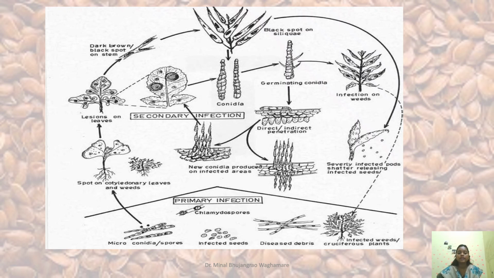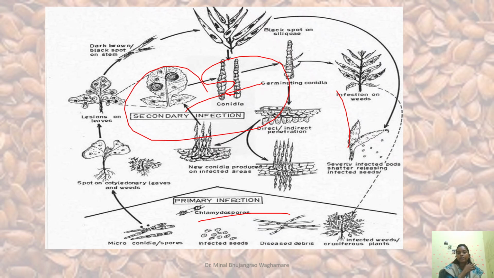Coming to the disease cycle, for primary infection, we can see chlamydospores are formed as resting spores, which germinate under favorable conditions and lead to the disease cycle. But secondary infection spreads due to the conidia, that is, microconidia spores formed in this disease cycle, which lead to secondary infection by wind and rain. And like this, it severely infects the pods and reduces the quality of the seed.